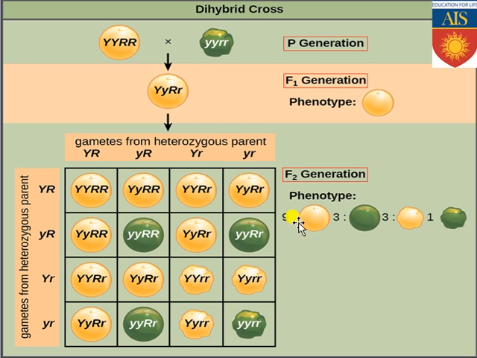The first one is yellow round, that is 9 in number. Then green round, that is also 3 in number. Then yellow wrinkled, that is 3 in number, and then green wrinkled, that is 1 in number. So based on the phenotypic features, we have just calculated the ratio. Total 9:3:3:1.